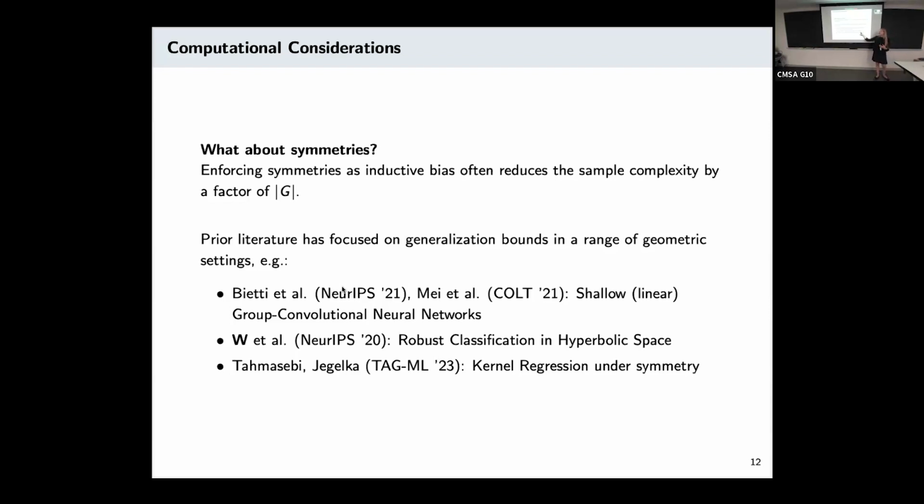Right? Hyperbolic space here, the symmetries are the Lorentz group. And then also other machine learning settings such as kernel regression under symmetry, for instance, has been analyzed. And in all of those settings, we see those kind of patterns emerge.